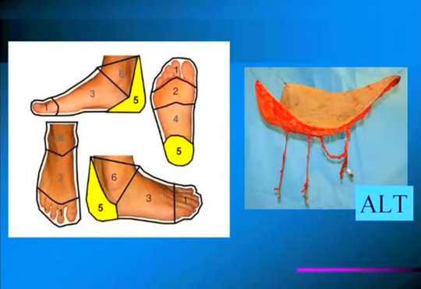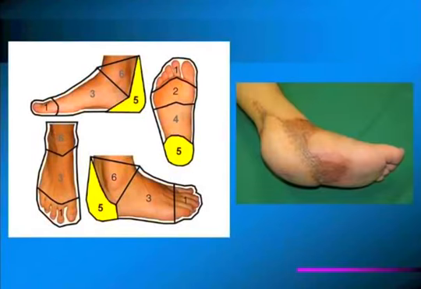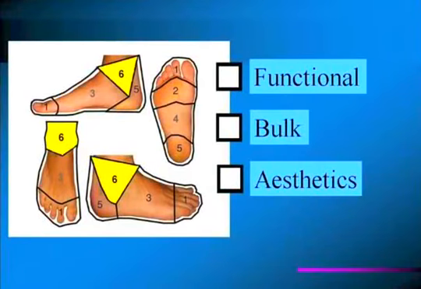A large anterolateral thigh free flap could be wrapped around the calcaneus. He is able to ambulate with some modification of his shoe wear. Subunit 6 represents the bimalleolar region.